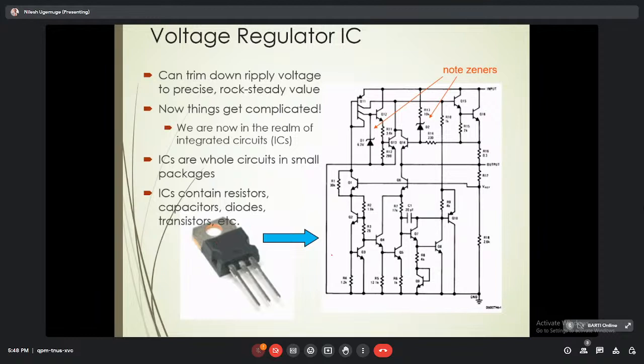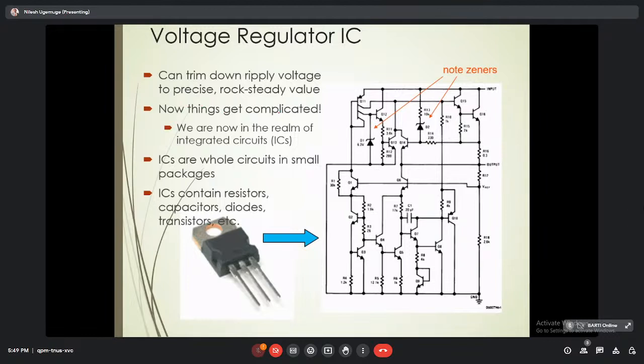and that power supply we call electronically regulated power supplies. So friends, you can see how many components are there in a single IC. The IC contains resistors, capacitors, diodes, transistors, and these connections are made inside the IC. You can see this is the IC which can be used for regulation purposes. Here you can see it can trim down ripple voltages to a precise, rock steady value.